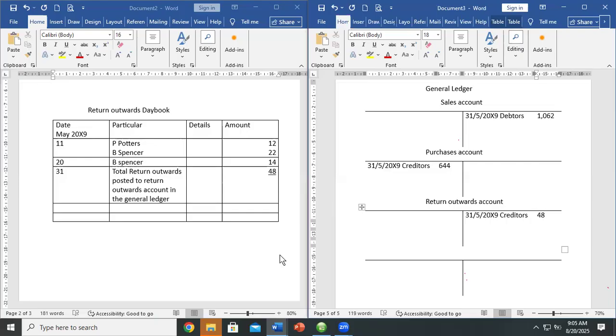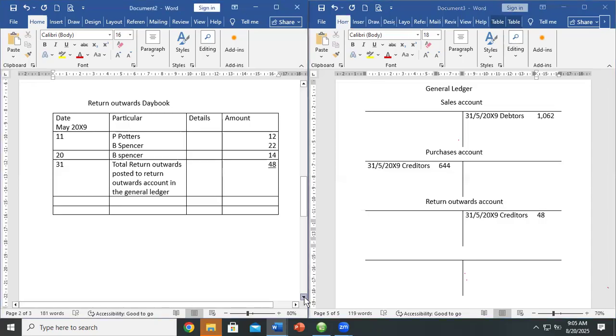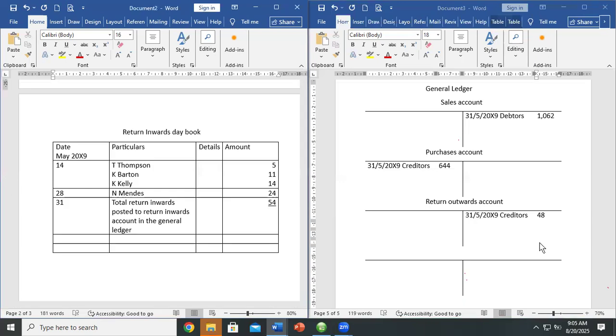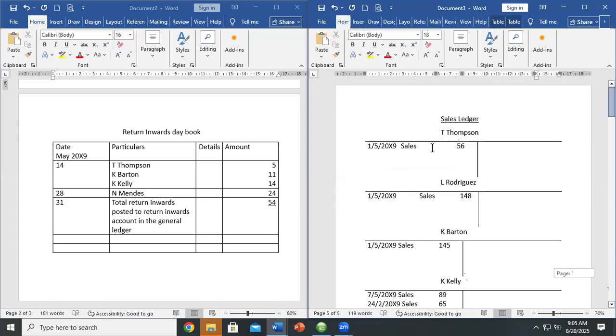Let's finish up with our return invoice daybook. So you see for the return invoice, the people here are the debtors. So their accounts would be in the sales ledger. So you move to your sales ledger and you see them there: T. Thompson, K. Barton, K. Kelly, and Mendes. So for T. Thompson, and you know, returning goods, you credit the debtor, right? So 14th May 20X9, return this time inwards. You put the amount there, 5 for Thompson.